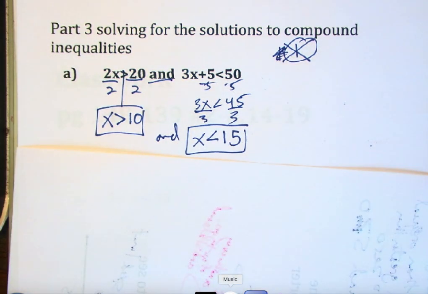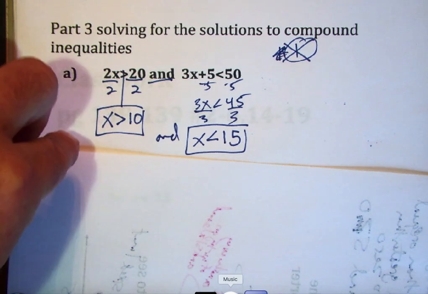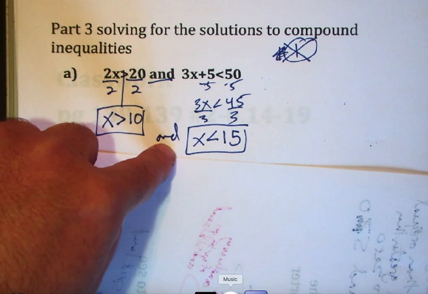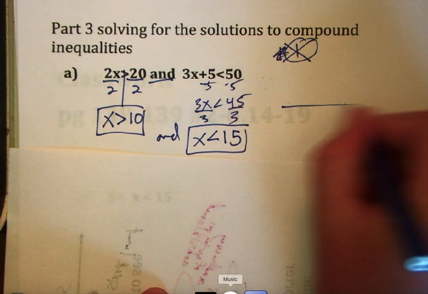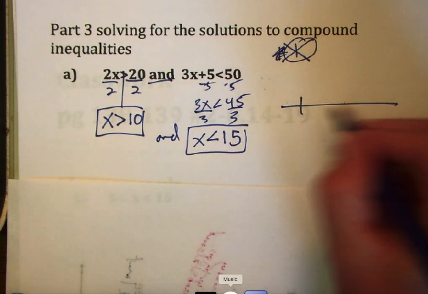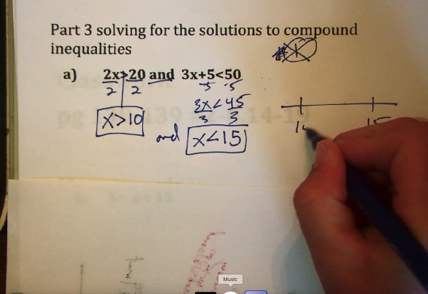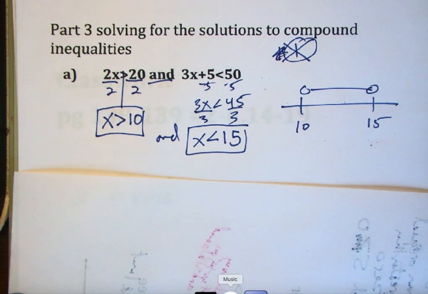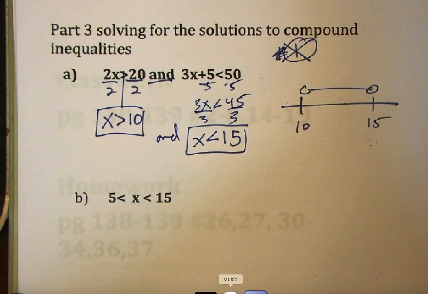So what are all the numbers that work for both? Well, x has to be greater than 10 and x has to be less than 15. So we can throw that on a number line. Just like that. So all the numbers greater than 10 and less than 15 work. Okay.